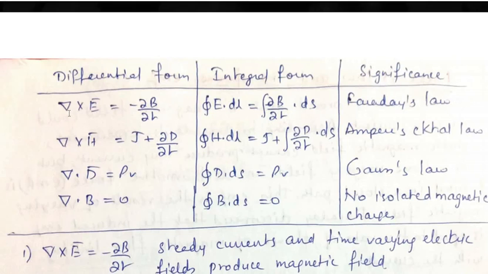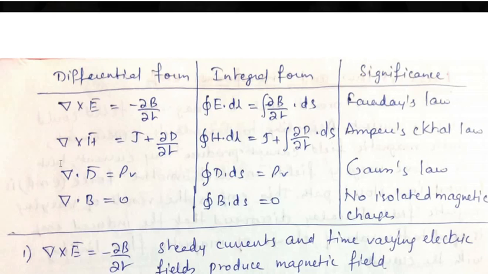See the first one, we have del cross E is equal to minus dou B by dou T, and del cross H is equal to J plus dou D by dou T, del dot D is equal to rho V, and del dot B is equal to 0.